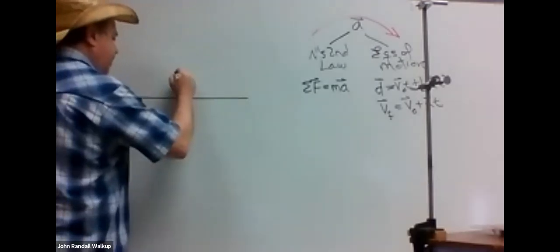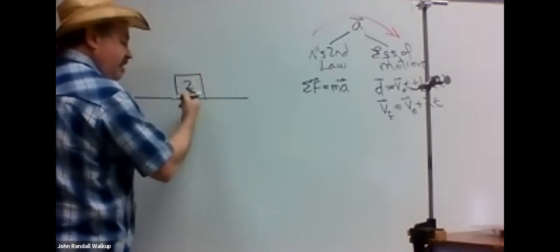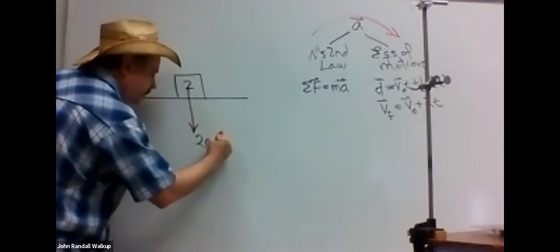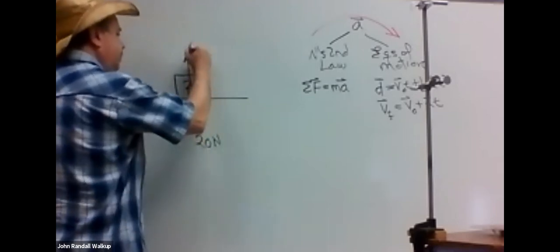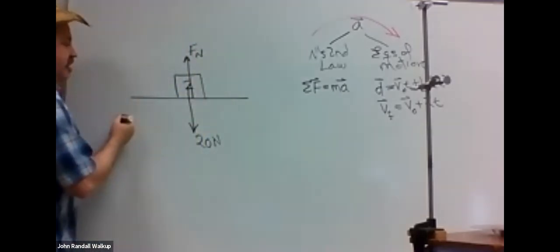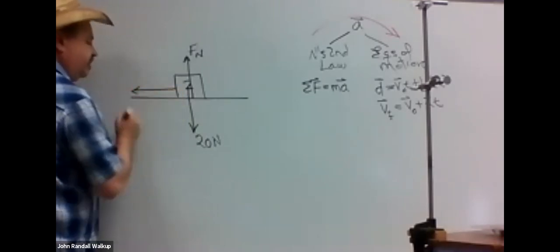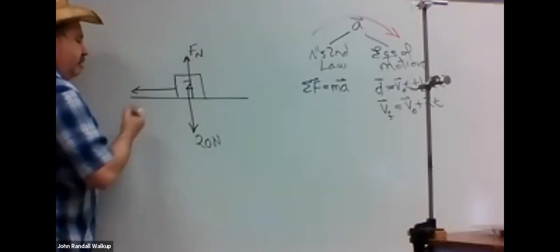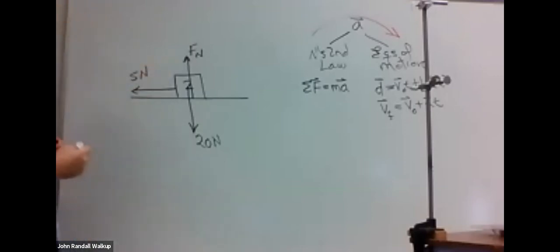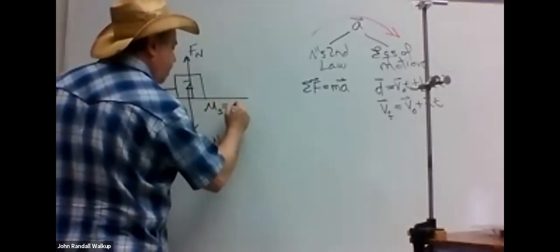So I have my mass. Let's say it's 2 kilograms. That means the force of gravity down is 20 newtons, and the normal force points up, and I'm going to pull on this object with a force of 5 newtons. Now I'm going to define a coefficient of static friction of 0.5.